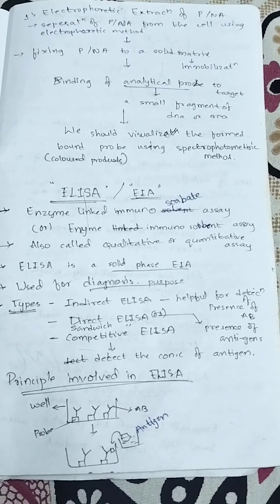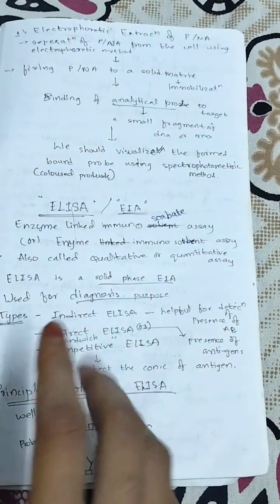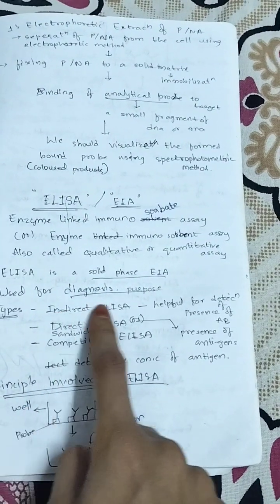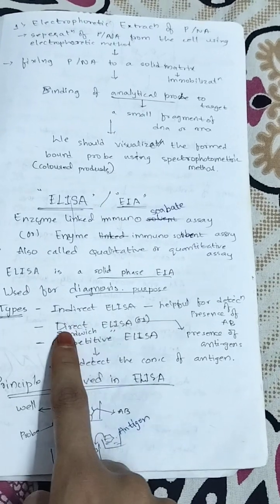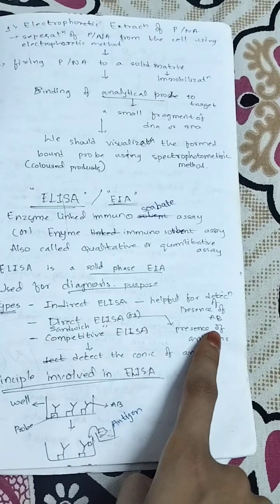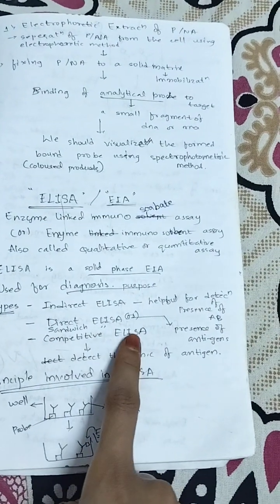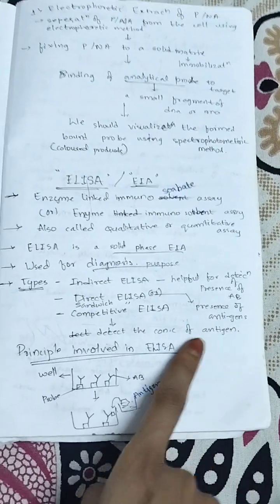ELISA. Indirect ELISA is helpful for the detection of the presence of antibodies. Direct ELISA, also known as sandwich ELISA, is used to know the presence of antigens, while competitive ELISA is used for the detection of the concentration of antigens.